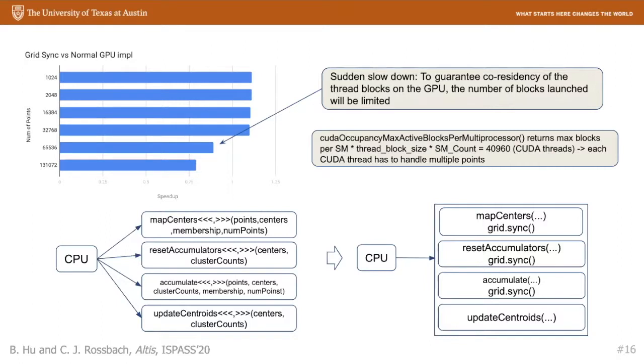The traditional implementation in both Altis and Rodinia has a one-to-one mapping between data points and the CUDA threads. However, with the number of threads being limited when using grid synchronization, we have to map each thread to multiple data points. Therefore, the more data points we have, the more processing each thread has to do, resulting in slowdown. We also engage in similar optimization efforts with other workloads in Altis.